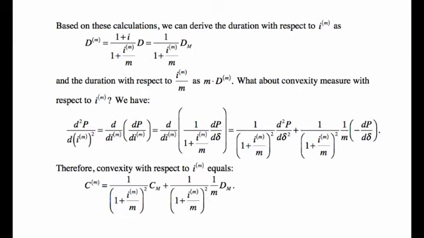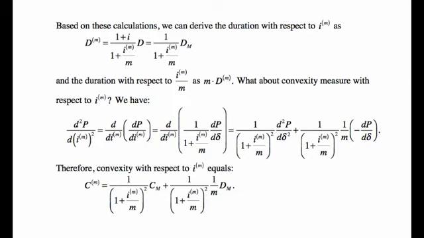And based on this, we can derive the duration with respect to i upper m, which I wrote as d upper m: (1 plus i) over (1 plus i upper m over m) times duration, or 1 over (1 plus i upper m over m) times Macaulay duration. And the duration with respect to i upper m over m is m times d upper m.